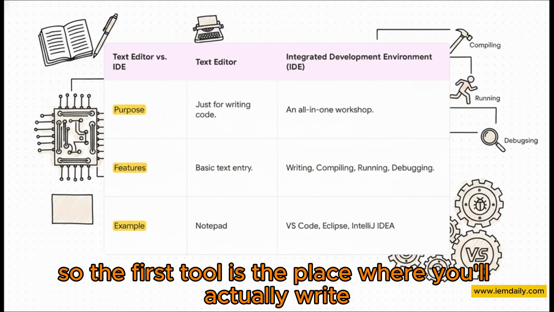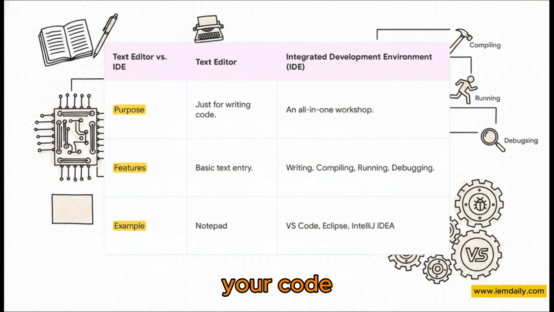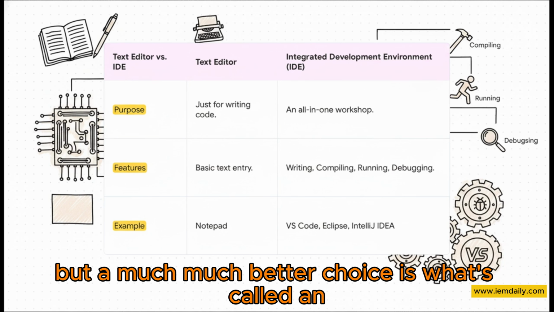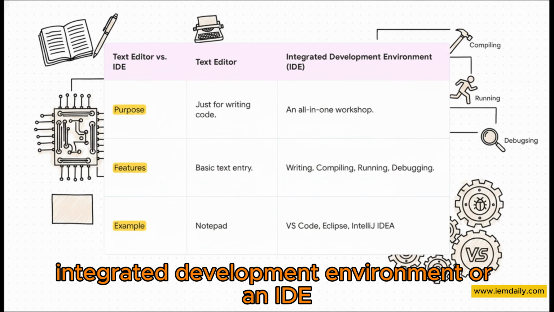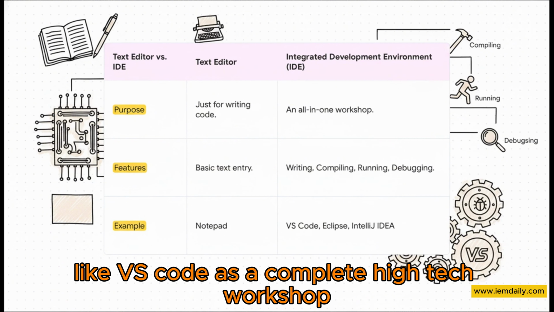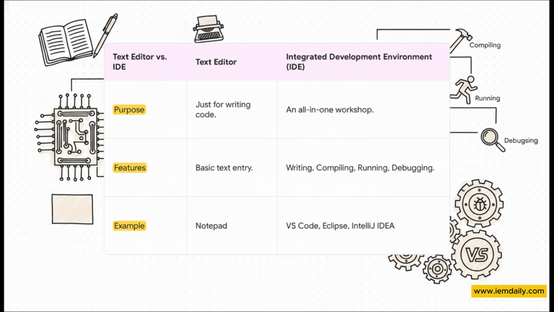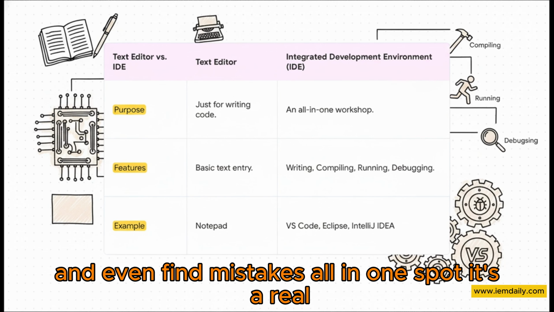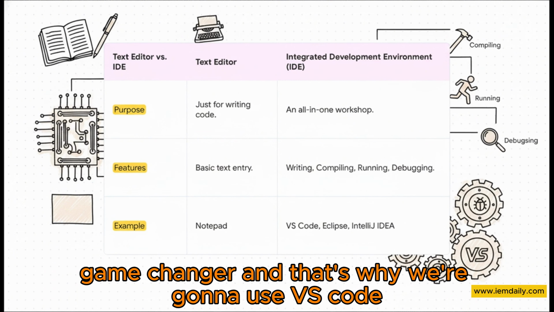So, the first tool is the place where you'll actually write your code. Now, you could use something super basic like Notepad, but a much better choice is what's called an Integrated Development Environment, or an IDE. Think of an IDE like VS Code as a complete high-tech workshop. It's not just for writing code. It helps you compile it, run it, and even find mistakes all in one spot. It's a real game changer, and that's why we're going to use VS Code.